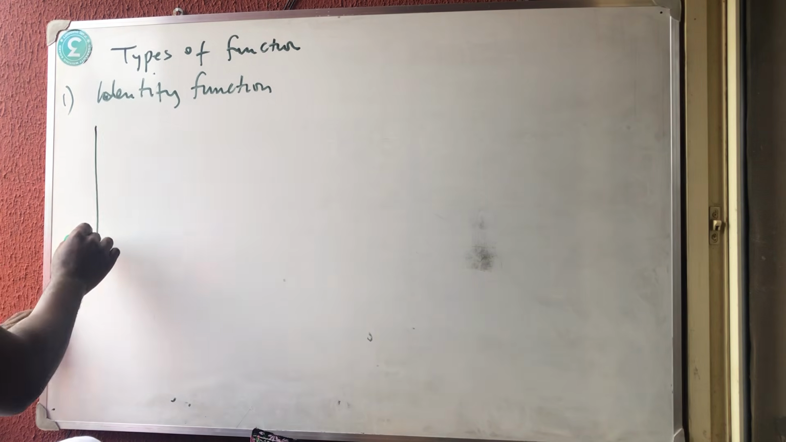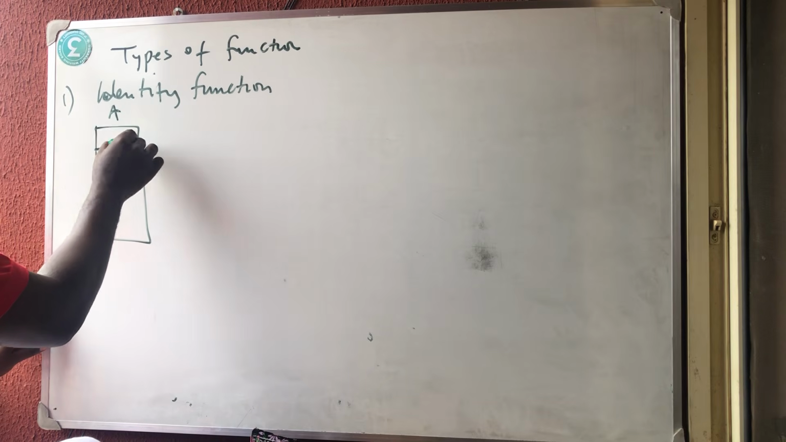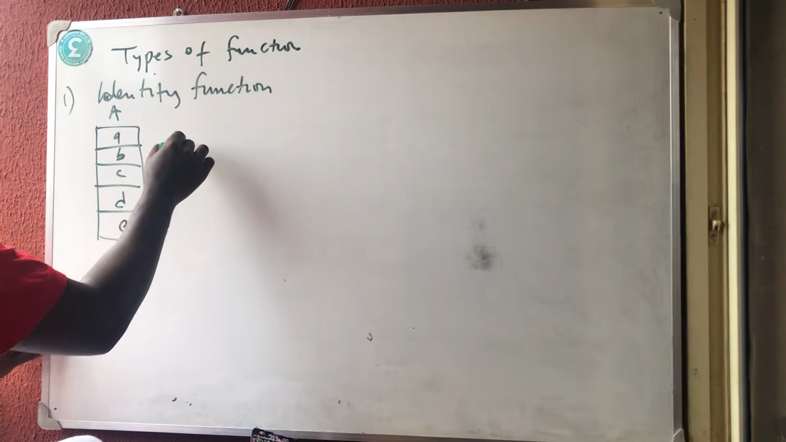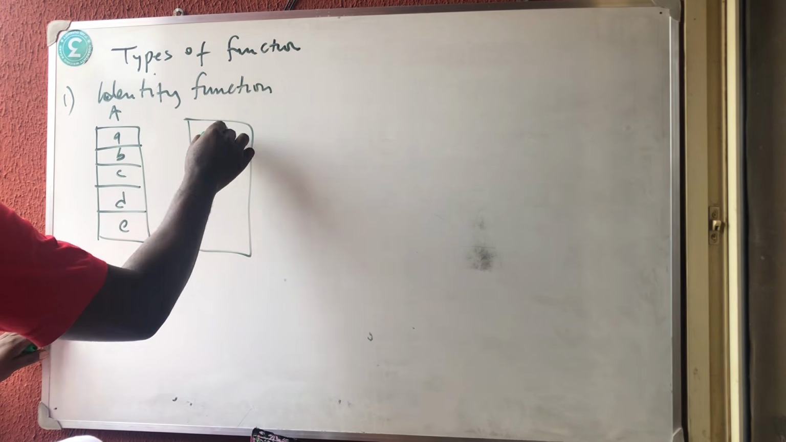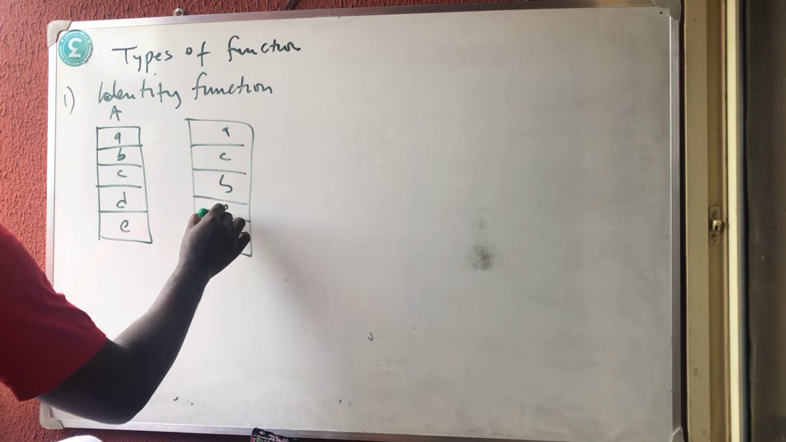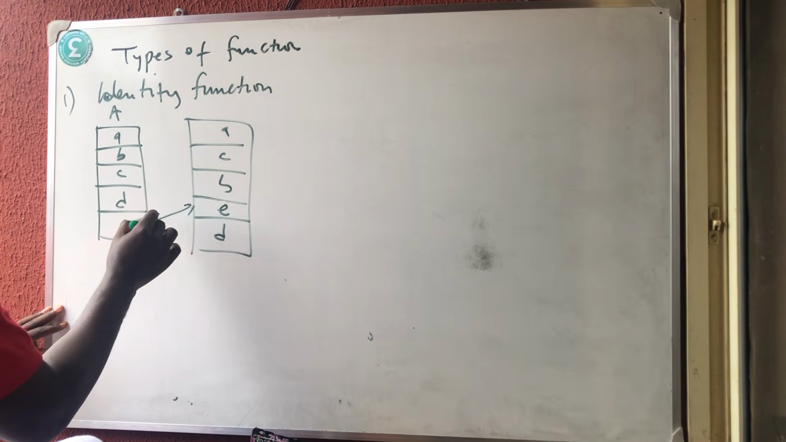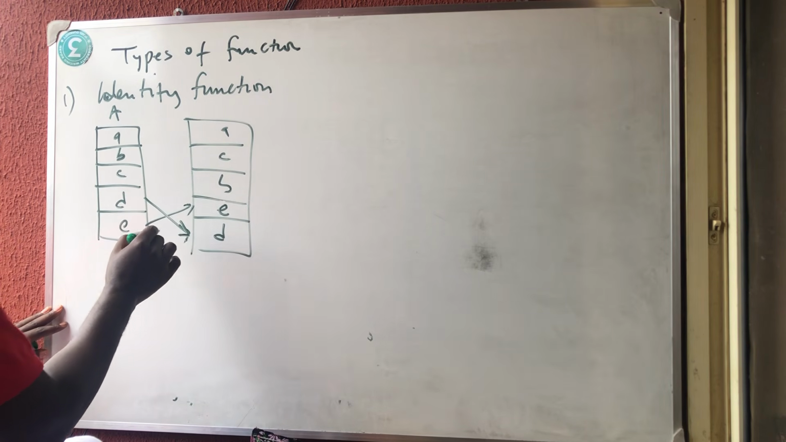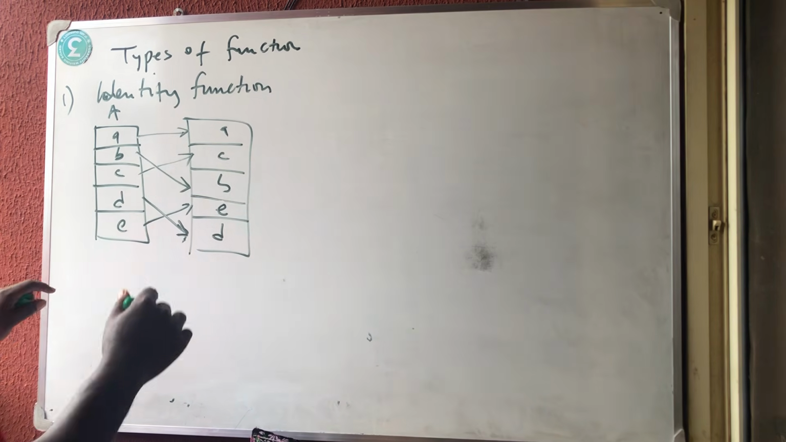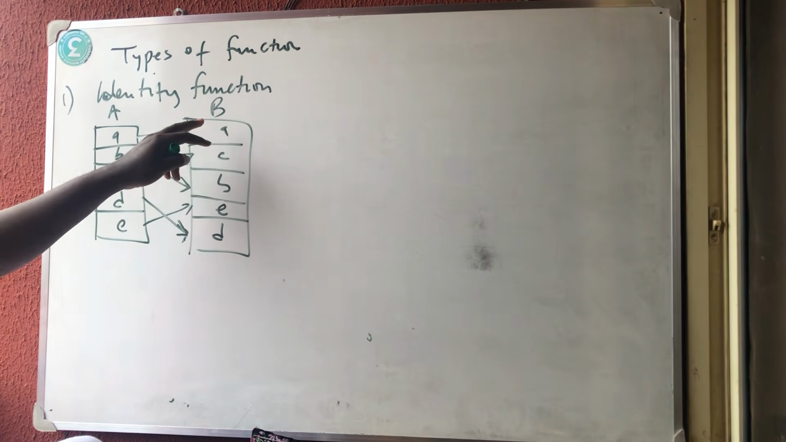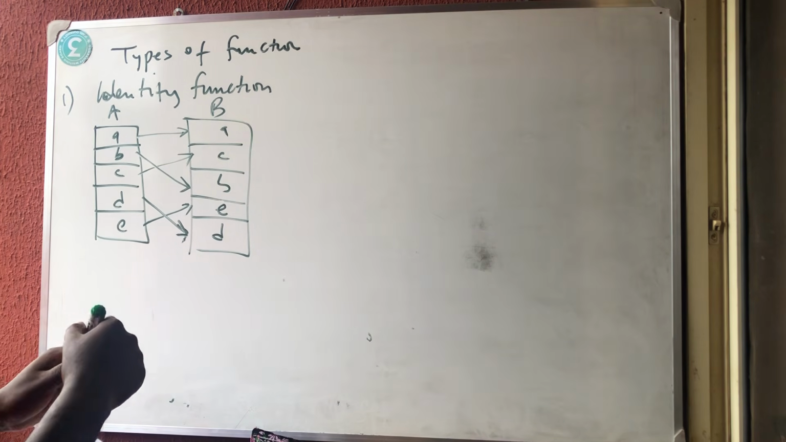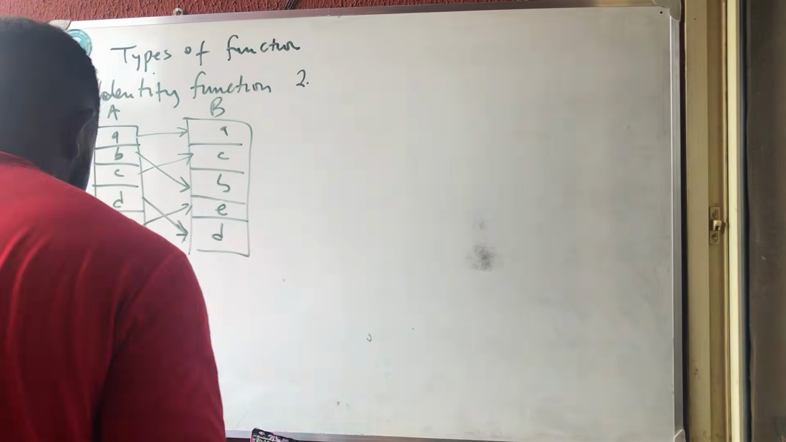Look at what I mean by that. If I have a set A, and A is A, B, C, D, and E, producing the same thing again: A, C, B, D, E. I know that E produces E and D will produce D. I just want to turn it around in case they want to confuse you in the exam. You see that A produces the same thing as A, B produces the same thing as B. Whenever you produce the same thing, it is called an identity function. So that is that.